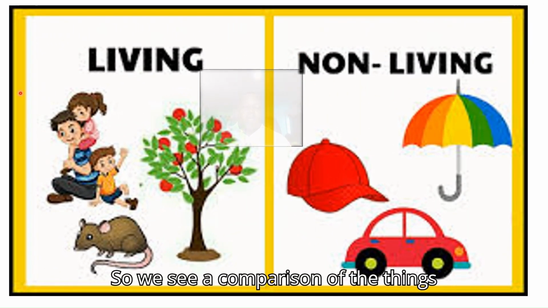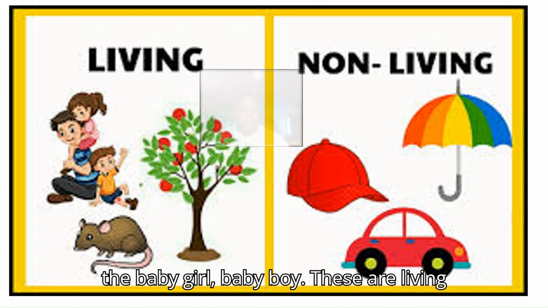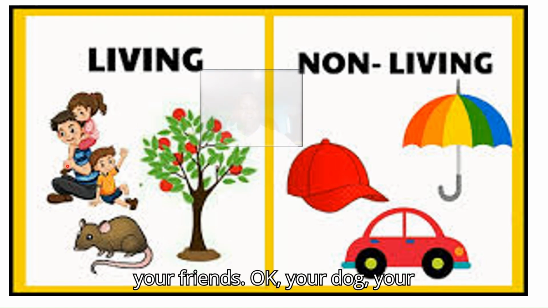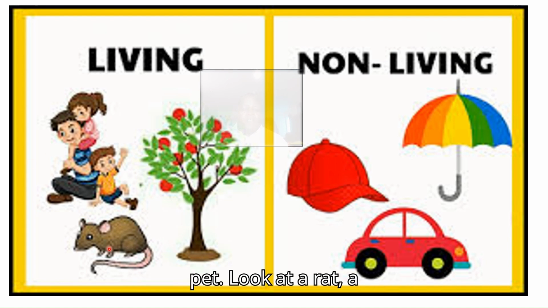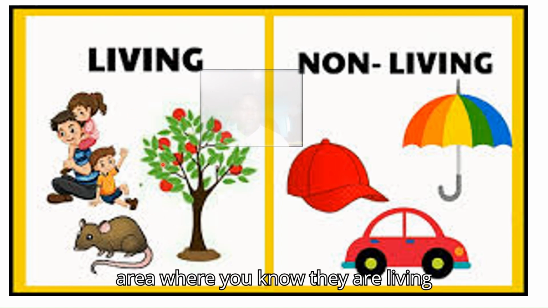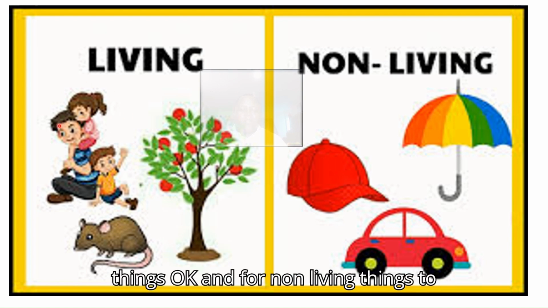So we see a comparison of the things we know around us. Look at daddy, look at the baby girl, baby boy. These are living things. You, teacher, mommy, daddy, your friends, your dog, your pet. Look at a rat, a mouse. Look at a tree, apple tree, guava tree, banana plant, mango tree. These are common examples around your area where you know they are living things. Cow, buffalo, horses, dogs, pigs. These are living things.